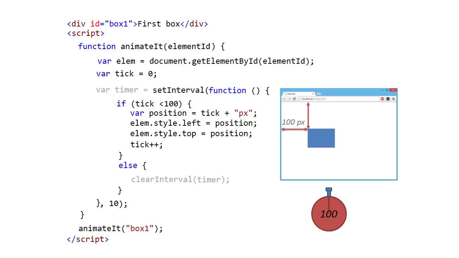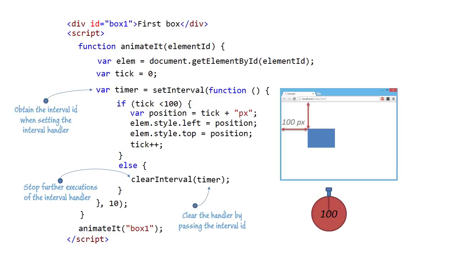Finally, once enough steps have passed, we want to stop our animation. This is done by telling the browser to stop executing it using the clearInterval function. This function requires an identifier for the interval, which is obtained when registering the interval function.